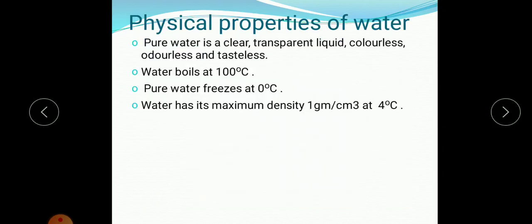Now the physical properties of water. As we know, pure water is a clear, transparent liquid, colorless, odorless and tasteless. Water boils at 100 degrees Celsius, whereas pure water freezes at 0 degrees Celsius, and water has its maximum density, 1 gram per centimeter cube, at 4 degrees Celsius. These are the few physical properties of water.